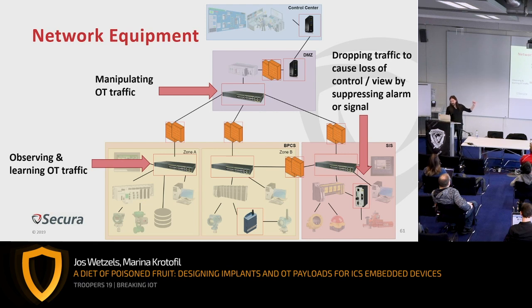So you can implant the network equipment, which is basically your switches, your routers, your modems, your serial converters, your gateways, whatever. And it can be used to manipulate OT traffic. It can be used for observing and learning the traffic, so you get some insight into the process itself. Or you can, for example, drop traffic to cause loss of control or loss of view, or suppress an alarm signal.